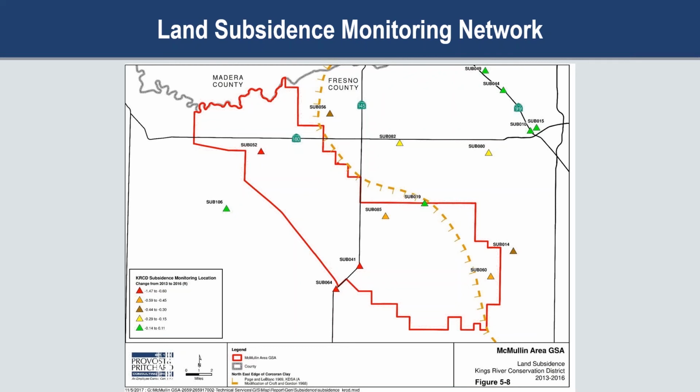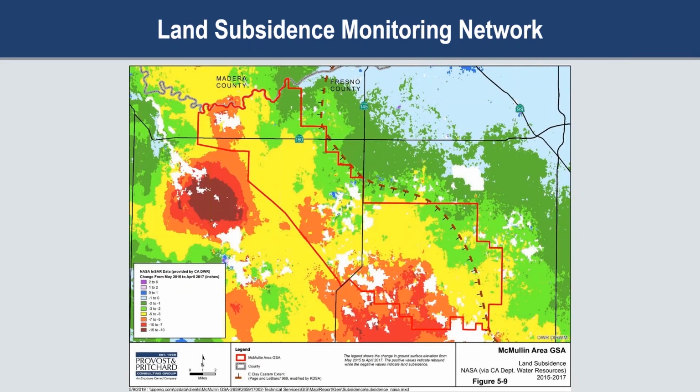From the colors, the red triangles along the western side of MAGSA are a maximum of 1.5 feet of subsidence, and this is for change from 2013 to 2016. So the orange is 0.45 to 0.6 feet of subsidence, and then the green triangles are less than 0.14 feet of subsidence. So since there are a bunch of open areas within MAGSA, we will also be using the NASA InSAR data to fill in the gaps.